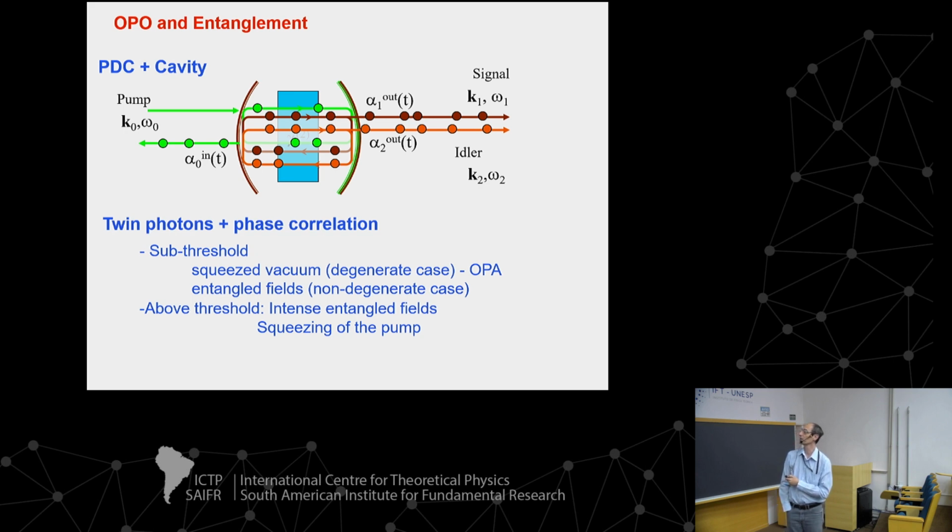Your pump field will have annihilation of photons, creation of photon pairs that will leak out of the cavity in pairs. So whenever you count one photon, the other one should be coming around nearly. And you'll be depleting the pump in a quite controlled way. It's not that you have just a random depletion, but you affect the pump. So with this machine, when you work below threshold, you have strongly squeezed vacuum. Or you can have entangled fields if you are not degenerate. Or if you are above threshold, you have intense entangled fields.